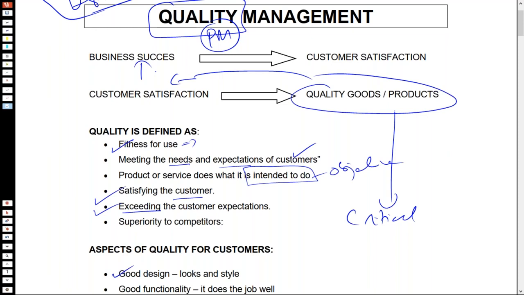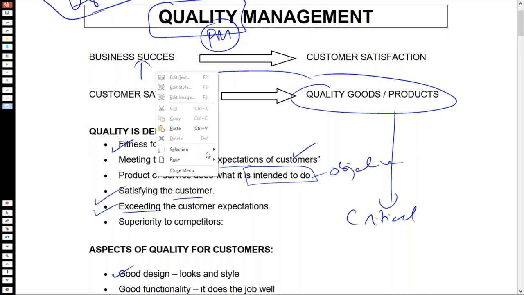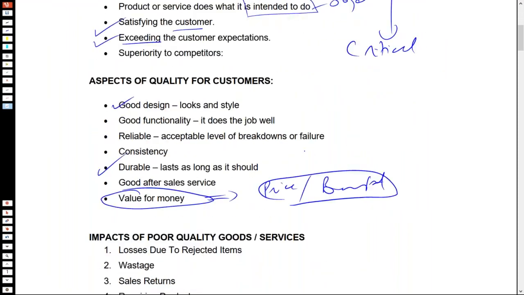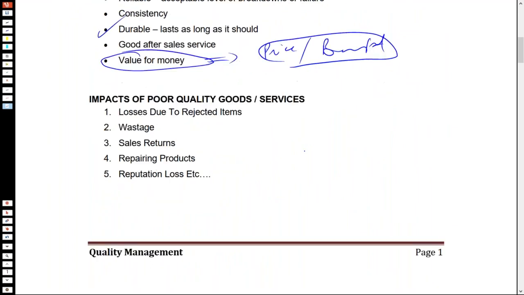So when it comes to quality, the quality is an important aspect from the perspective of performance management. Because if your business is not providing quality goods, that means ultimately you are going to be ending up losing out to customers.